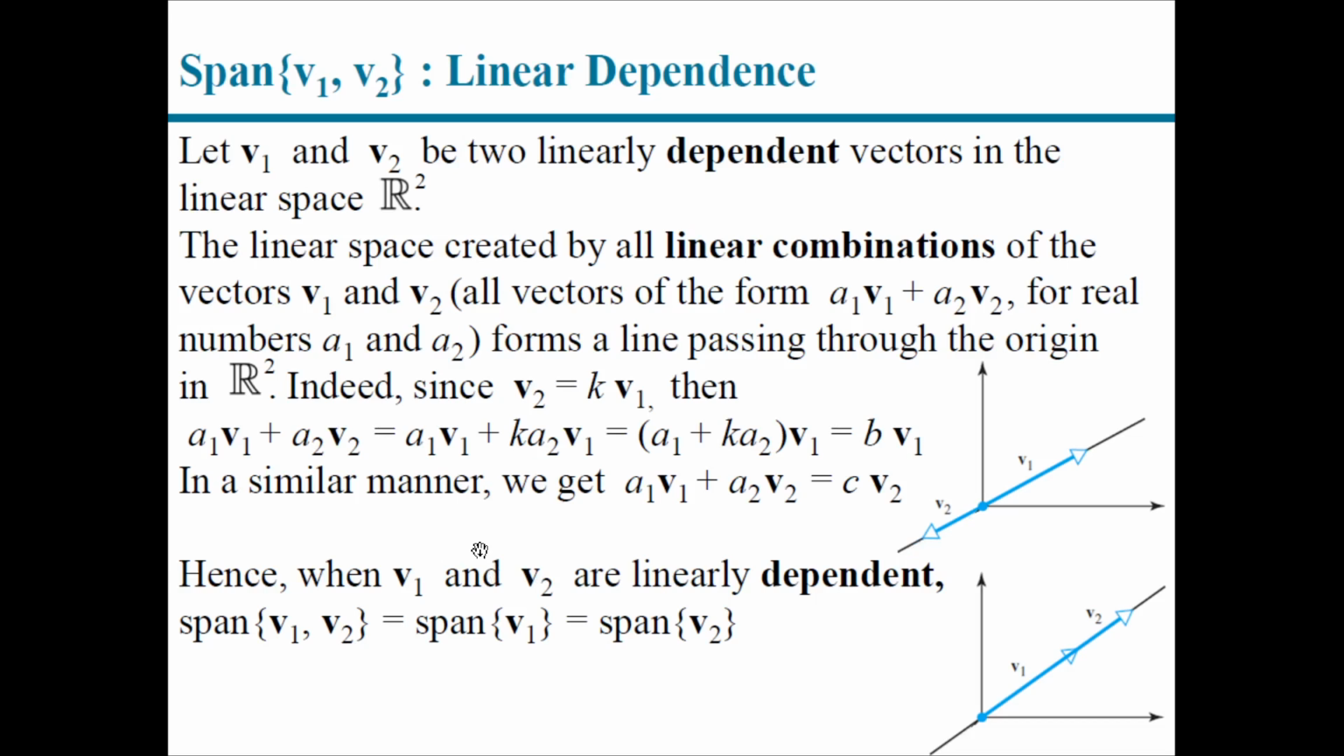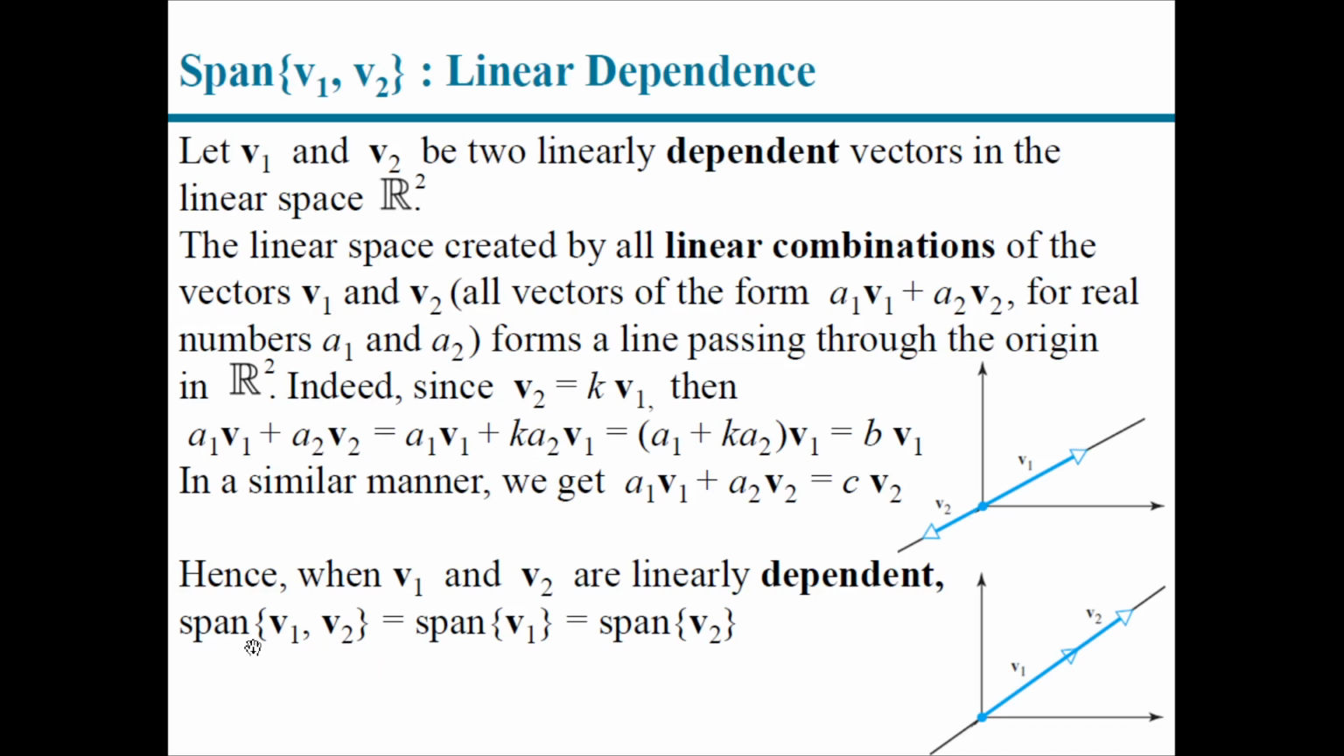So when we have two vectors that are linearly dependent, the space generated by them, in this case a line, is the same as the space generated by only one of them. So I don't need both of them to generate this line. v1 is just enough and v2 is just enough. So this tells us something that we will explore very quickly, and that's how we are going to introduce the notion of a basis.